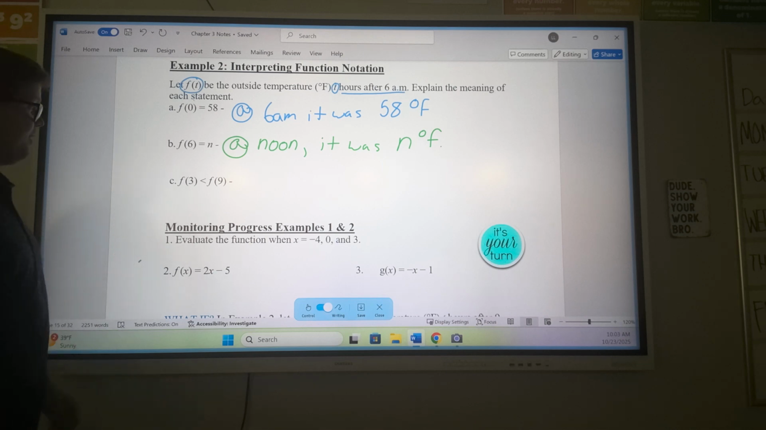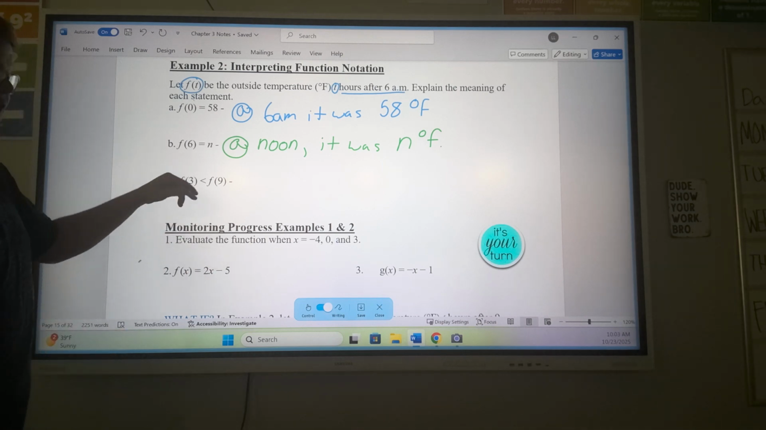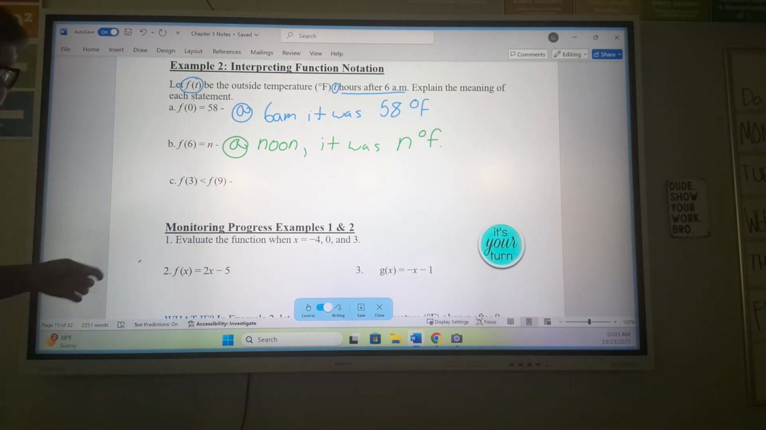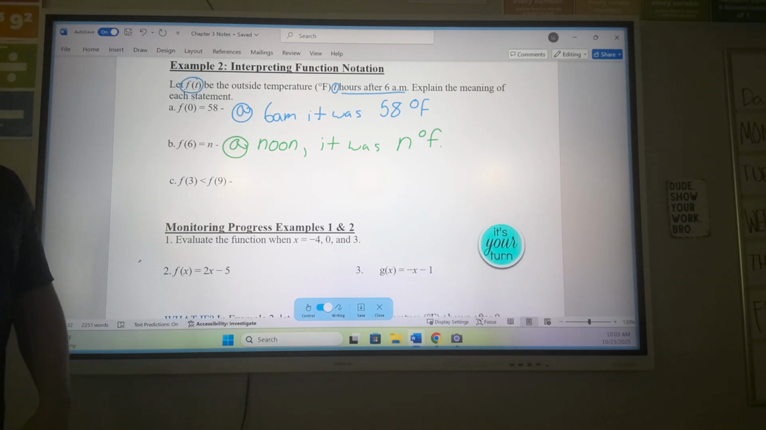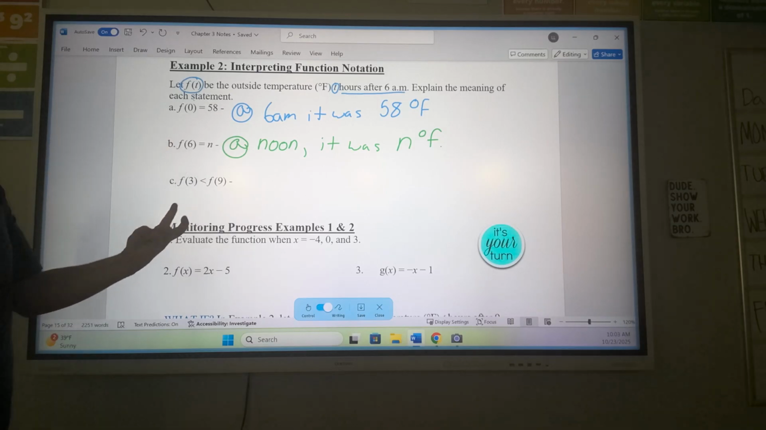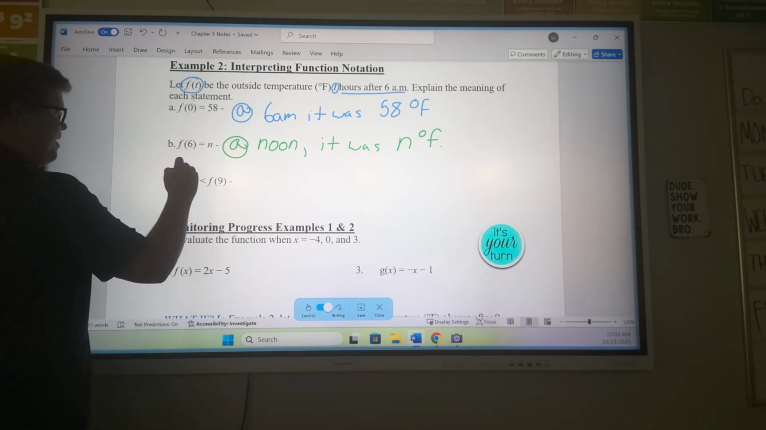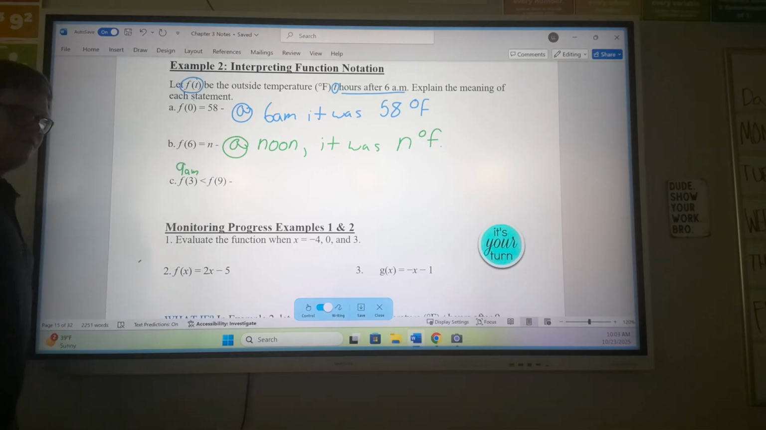Okay, this situation, it may be easier to figure out the times before we write it out. F of 3, that means 3 hours after 6 a.m. 6, 7, 8, 9. So F of 3 is 9 a.m. At F of 9, well, at F of 6 it was noon, so 3 more hours is going to be 3 p.m.